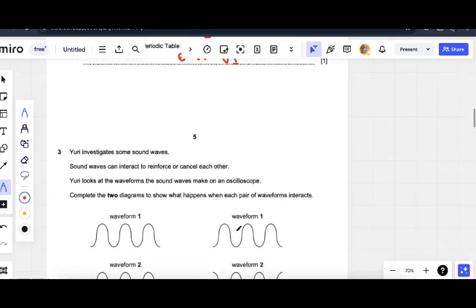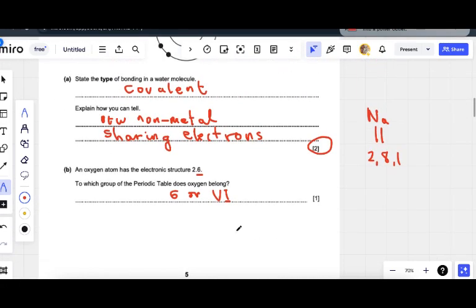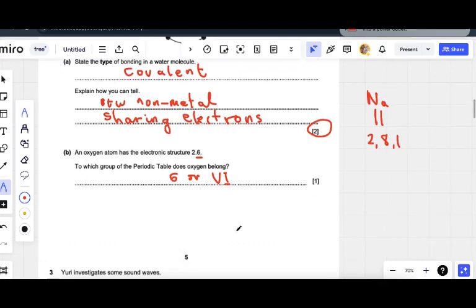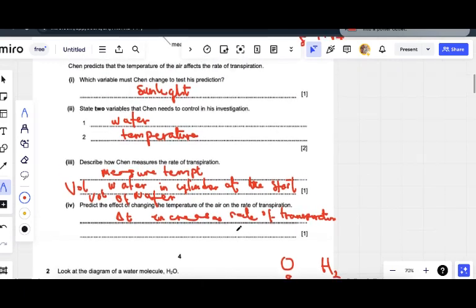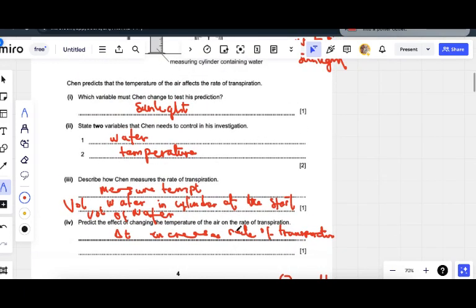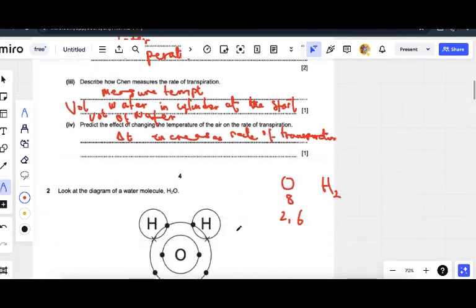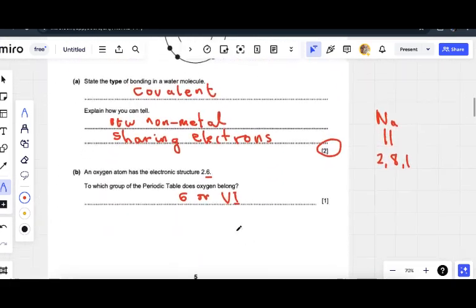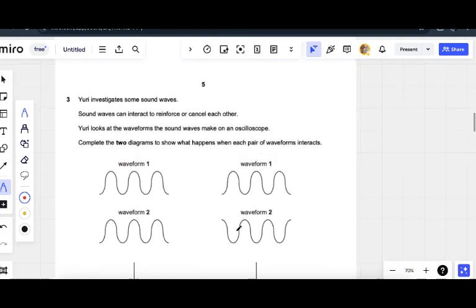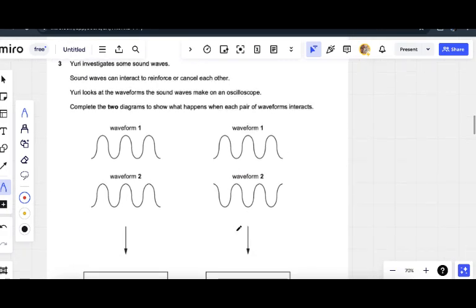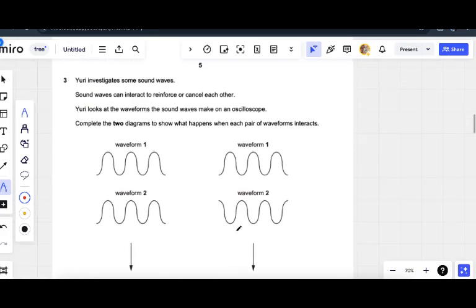We move on. We're done with question 2. Now we go to question 3. Question 1 was biology, question 2 is chemistry, and question 3 is physics. See the way they bring you the questions? They're mixing them up because it's combined science.